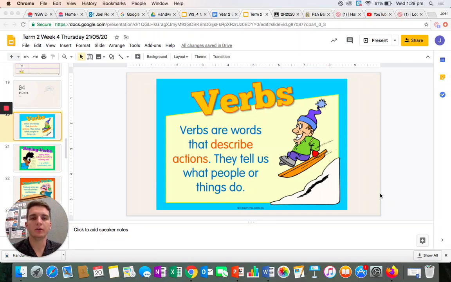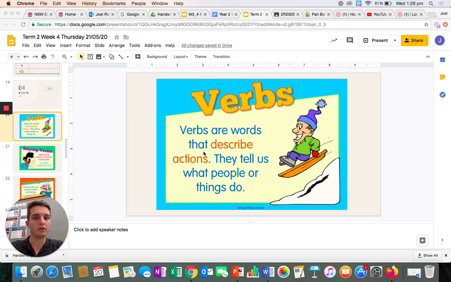So today our grammar focus is going to be on verbs. We're going to explore some different types of verbs and how we can use them in our writing, which is really important. I know that we've looked at verbs a couple of times in grammar last term, and we've already looked at them this year, but it's always good to continue to develop these skills, so that's why we're having another look at them today.